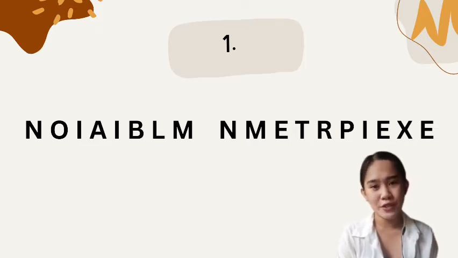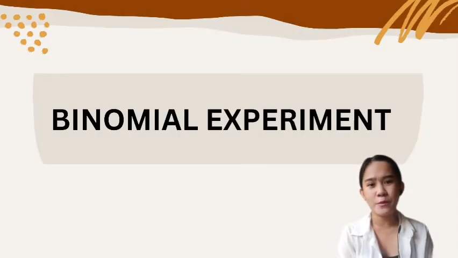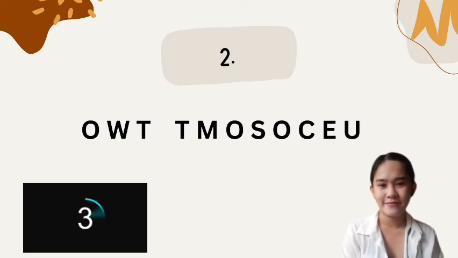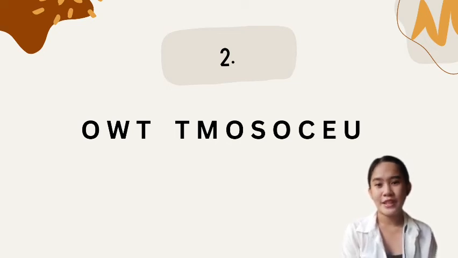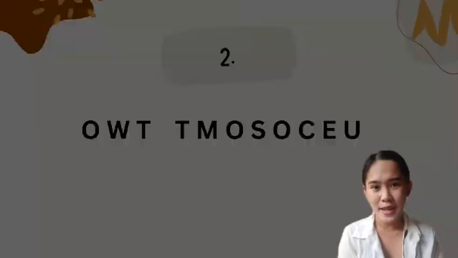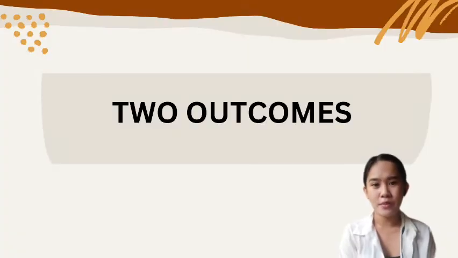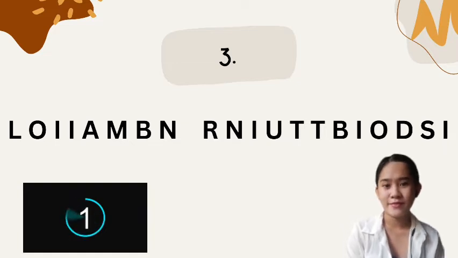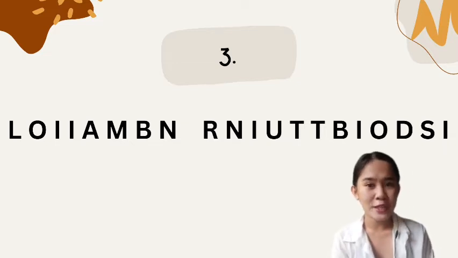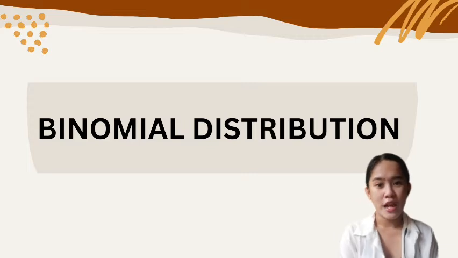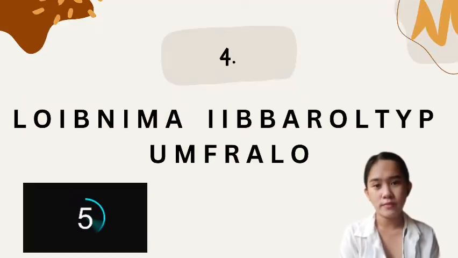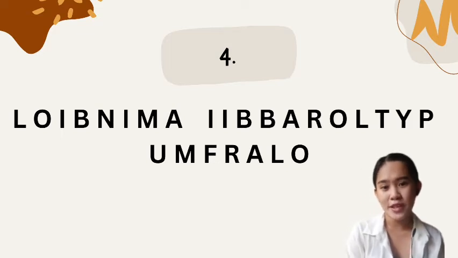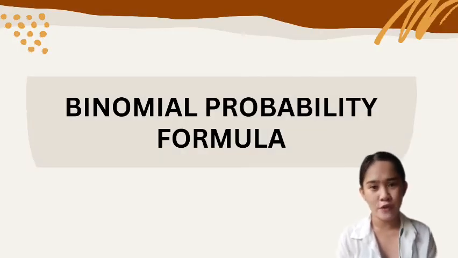And the correct answer is binomial experiment, number 2. And the correct answer is 2 outcomes, number 3. And the correct answer is binomial distribution. And for the last one, number 4. And the correct answer is binomial probability formula.